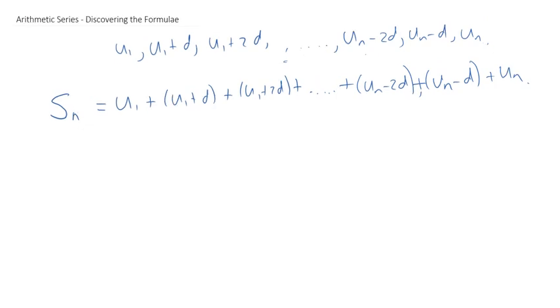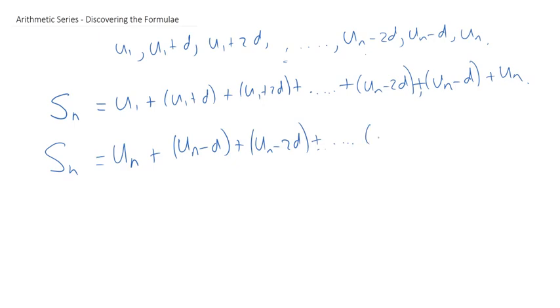Now, let's write it again. You'll see why in just a second, but another way of writing it would be just to rearrange the terms so they're backwards. So I could have un, then un minus d, then un minus 2d, and so on. Here I'd have u1 plus 2d, here I would have u1 plus d, and then finally I would have the u1. So all I've done there is switch around the order.